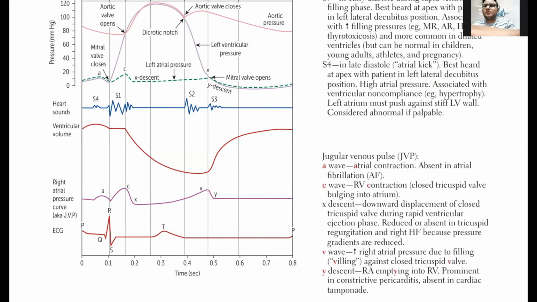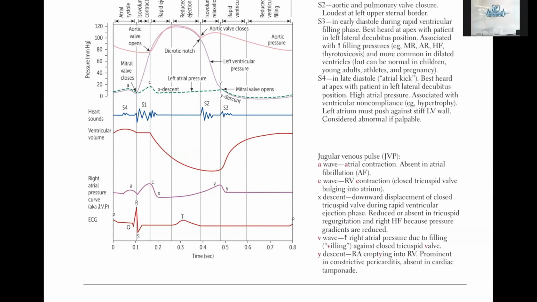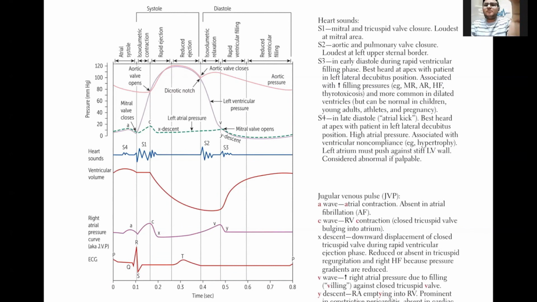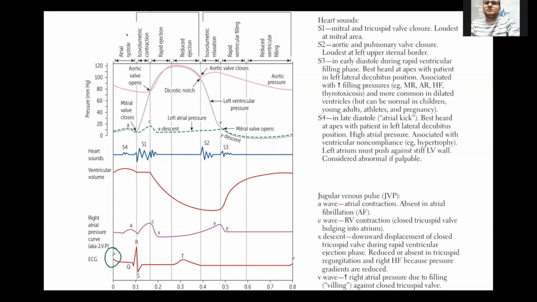First of all, you should know that we will start from the P wave. All the people know that the P wave starts when there is atrial systole. What will happen in this stage? When there is atrial contraction, there will be a wave in the JVP, the right atrial pressure. So I am pointing in green to all these phases of atrial contraction.